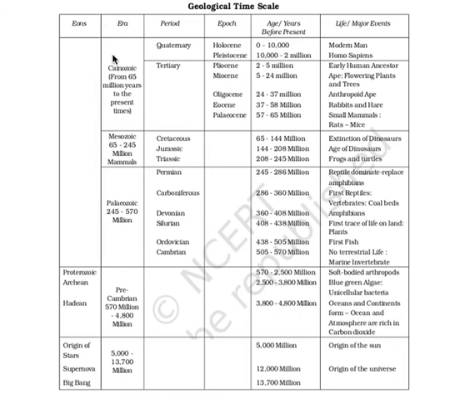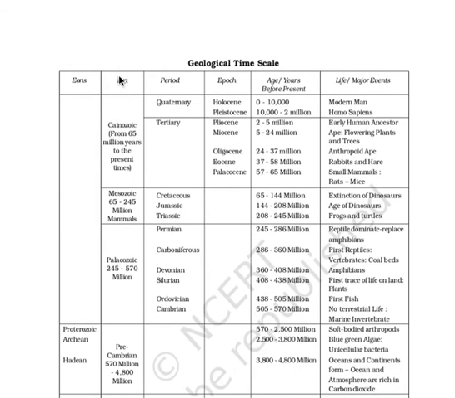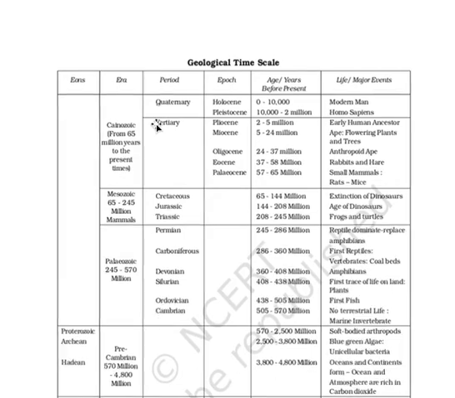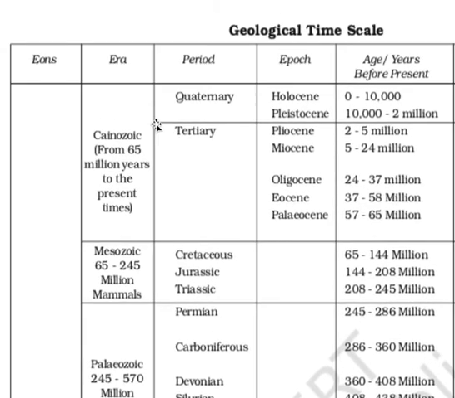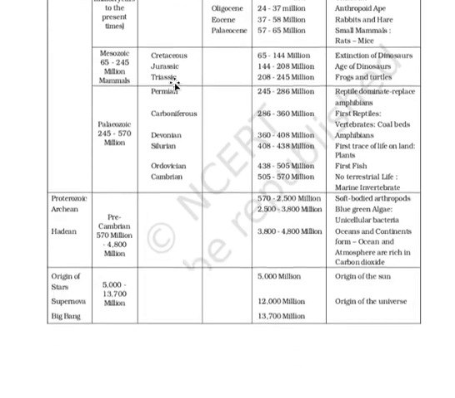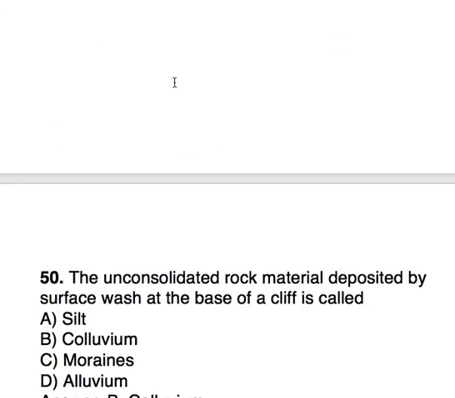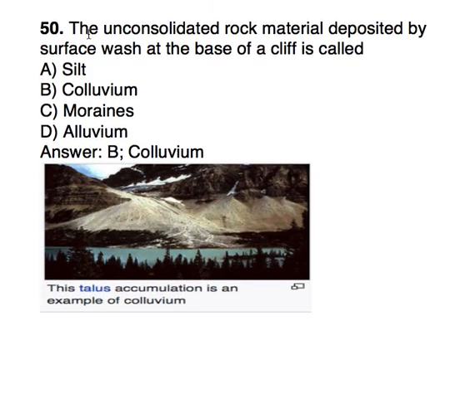Can you see it? Let me zoom in. Okay, here. Aeon, era, period and epoch. Aeon has longer duration than era, than period and epoch. So remember, Aeon has the longer duration as compared to others in the geological time scale. And moving to the next question, that is the last question of the day.